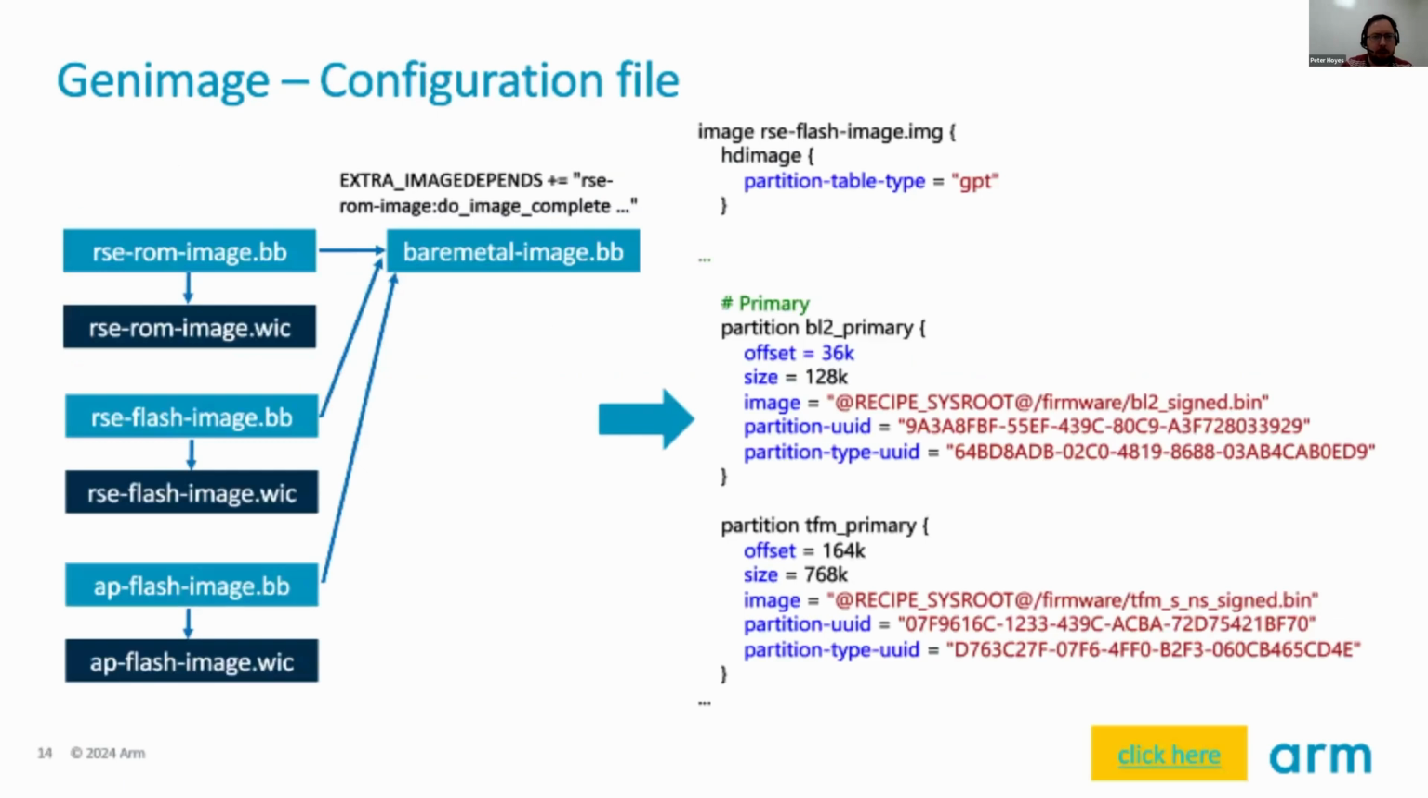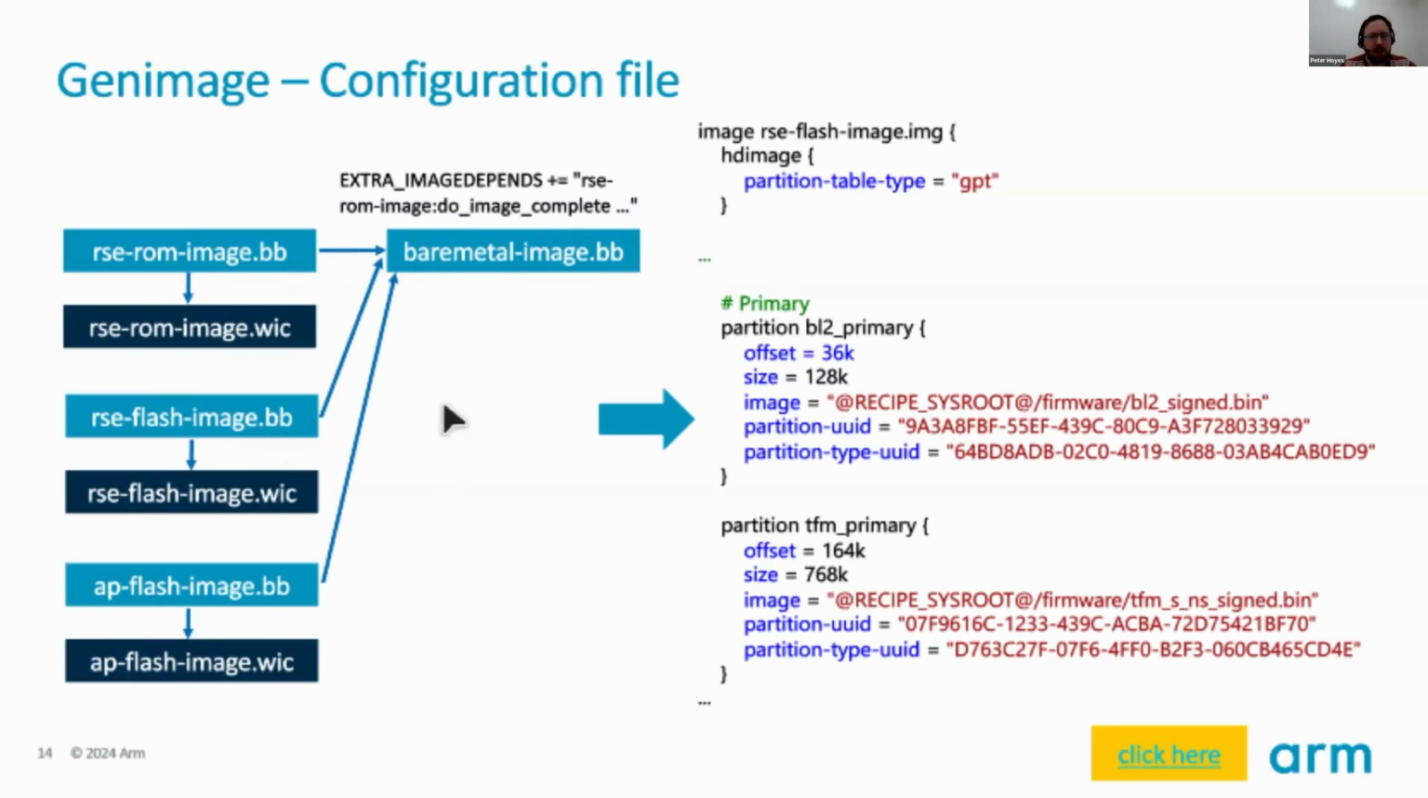And this is sort of recapping a bit. This is what it used to look like on the left. We had an RSE ROM image, an RSE flash image, and an AP flash image, each of which had its own individual WIC image, and then our top level image, which built the rootfs, depended on the individual, well, on the do_image_complete task of each of the flash images.